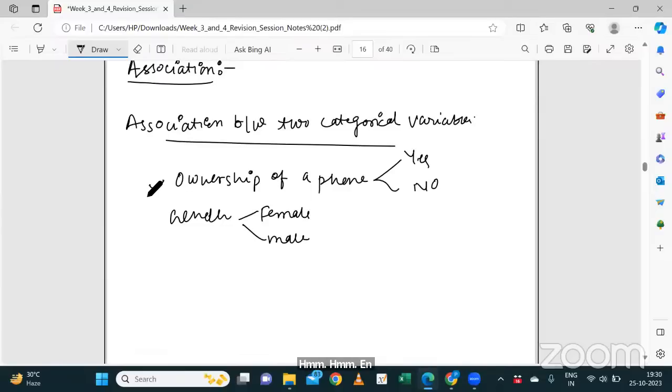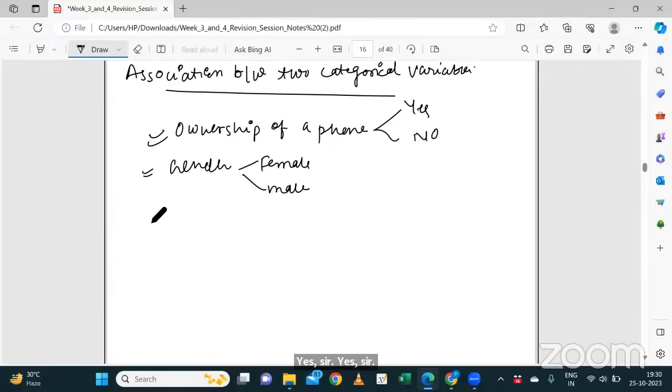Okay, first of all, these two are categorical variables: ownership and gender. Now I'm interested to know whether these two are associated with each other or not. For this, we can make something called a contingency table. So what is this contingency table actually?